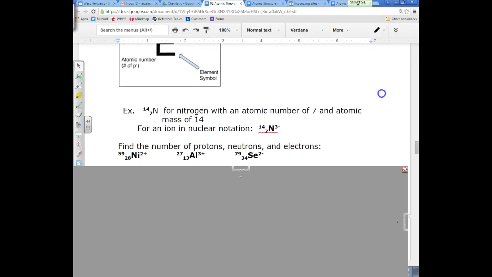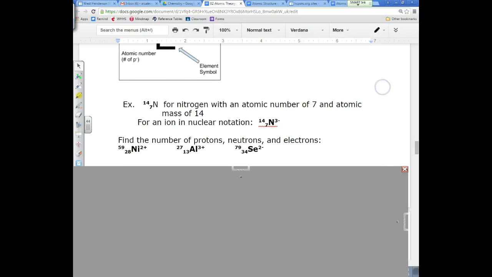Okay. I'm going to give you a chance to practice. I want you to find the number of protons, neutrons, and electrons in these 3 ions. Pause this video cast or screencast right now, and then work on these. Try and find the numbers of protons, neutrons, and electrons.